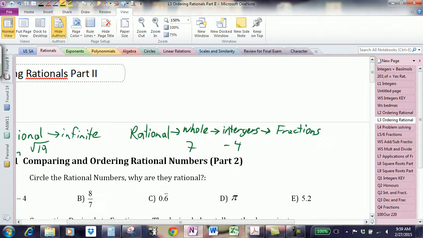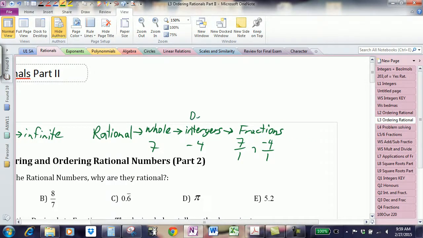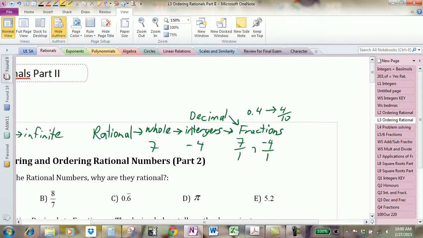What's 7 as a fraction? 7 over 1. What about -4 as a fraction? -4 over 1. Now, we also have decimals, and any decimal we can make into a fraction. So if I have 0.4, that is 4/10. The place value of the decimal is tenths. We looked at it yesterday. That's really important. So decimals are also rationals.